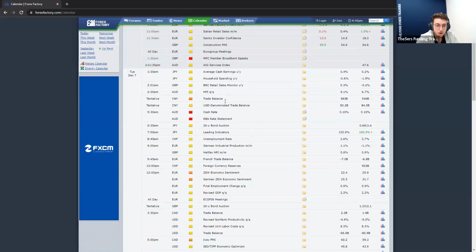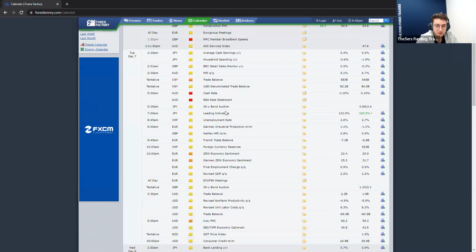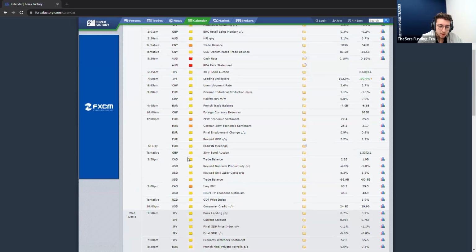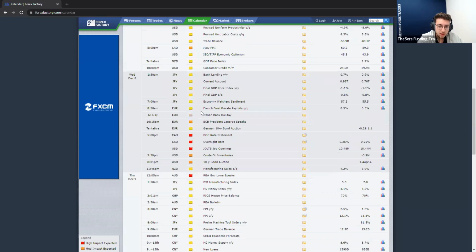Something also important tomorrow on the Australian cash rate and the rate statement. So tomorrow, look at the USD. I think the USD can be in a way that the market can turn around. So maybe tomorrow, I believe this will be tonight, at this hour, we can have something dominant. And here Wednesday, this could be very important.